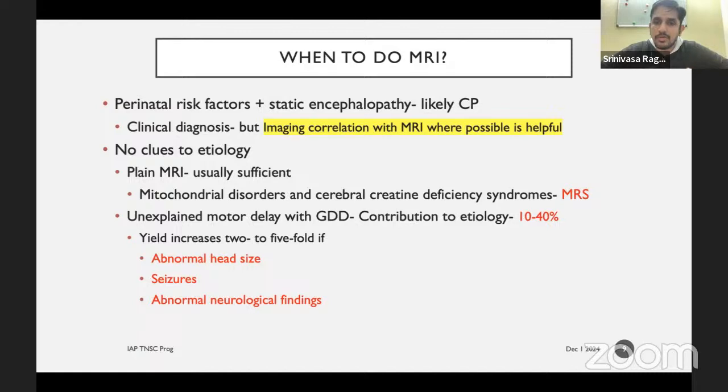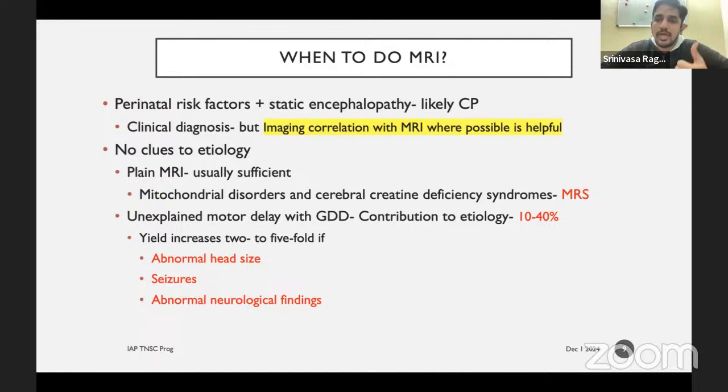But with the advent of MRI and with the availability of MRI, if an MRI can be done, an imaging correlation when possible will be very helpful. So that is CP: perinatal risk factors, static nature, neuromotor impairment. But when you have taken an extensive history, you've evaluated, but there are no clues to etiology, then all global developmental delay is not CP. In these children, you have to be very careful because they may have further etiology. You may need to search for further etiology.